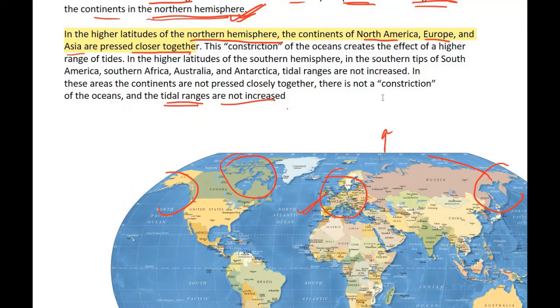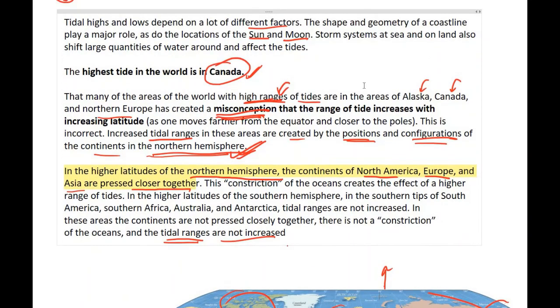The shape of bays and estuaries, yes, that can magnify the intensities of tides. What are the other factors? The location of the sun and moon, that is something we know, and the geometry of the coastline also affects it. So this is something we remember. It is not affected by latitude. In the Northern Hemisphere, because of constriction, it appears there is this effect of a higher range of tides, right? So this is it for today, and the rest we'll continue in the next discussion.